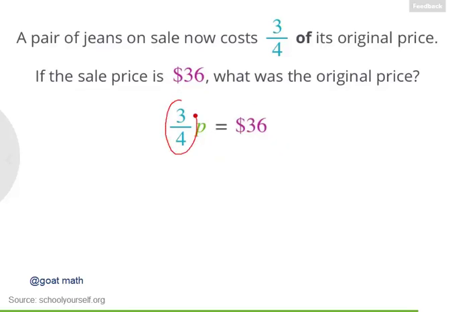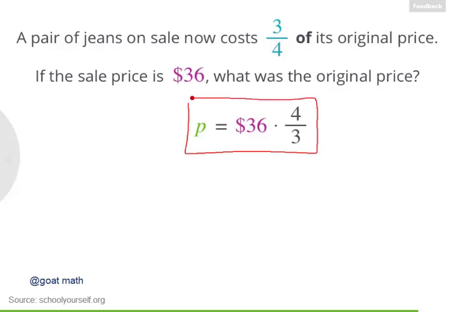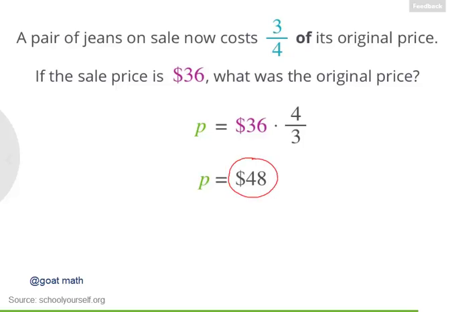The reciprocal of 3/4 is 4/3. So if we multiply both sides of this equation by 4/3, then the 4/3 and 3/4 cancel on the left side, so P equals $36 times 4/3, or $48. So that means the original price of the jeans was $48, and you'll be saving $12 with the sale.